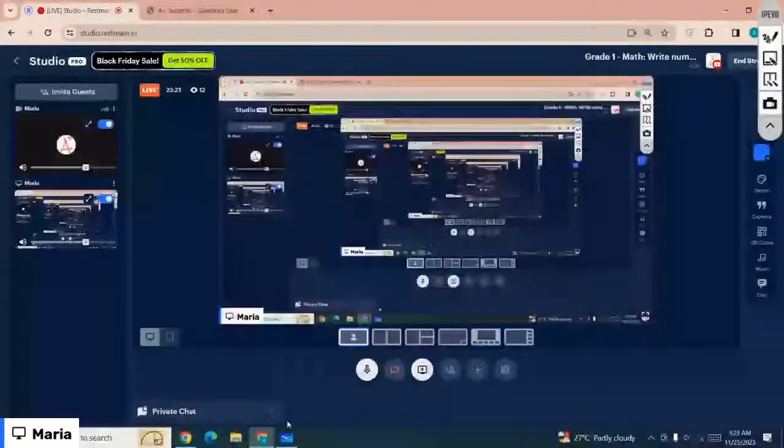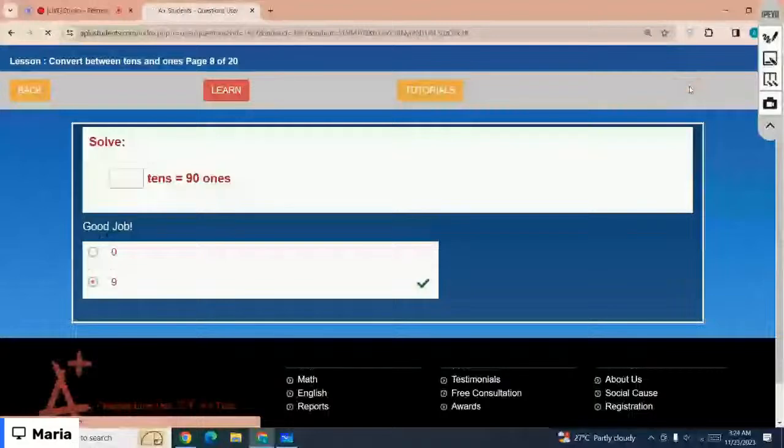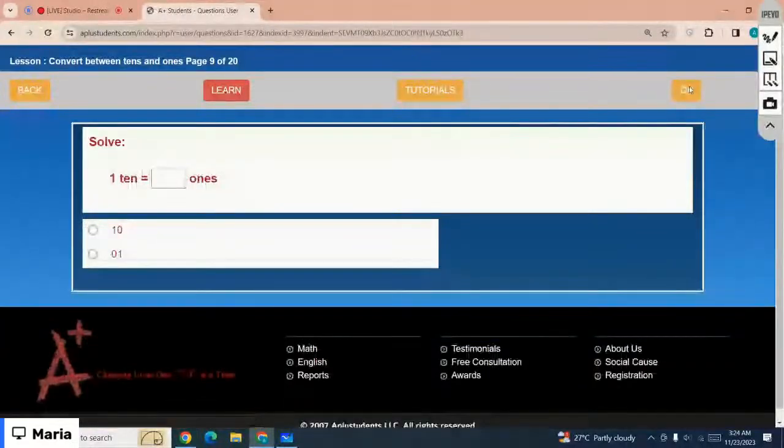Okay, so 90 ones equal how many tens? Yes, 90 ones means you have 9 tens. The correct option is 9 tens, right? Very good. Okay, you have 10 tens equal how many ones?